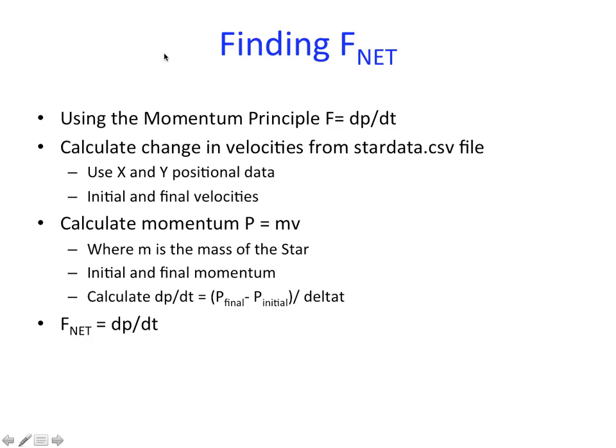We'll be doing this in the Python routine. We'll be using the momentum principle. F equals dp dt. First, we have to calculate the change in the velocities from the positional x and y data supplied. We calculate the initial and final. Once we have that, we multiply it by the mass of the star, and we can find the initial and final momentum. Once we've got those, we move on. We take the final momentum, subtract the initial, divide it by our time step delta t, and that should give us an F net value.